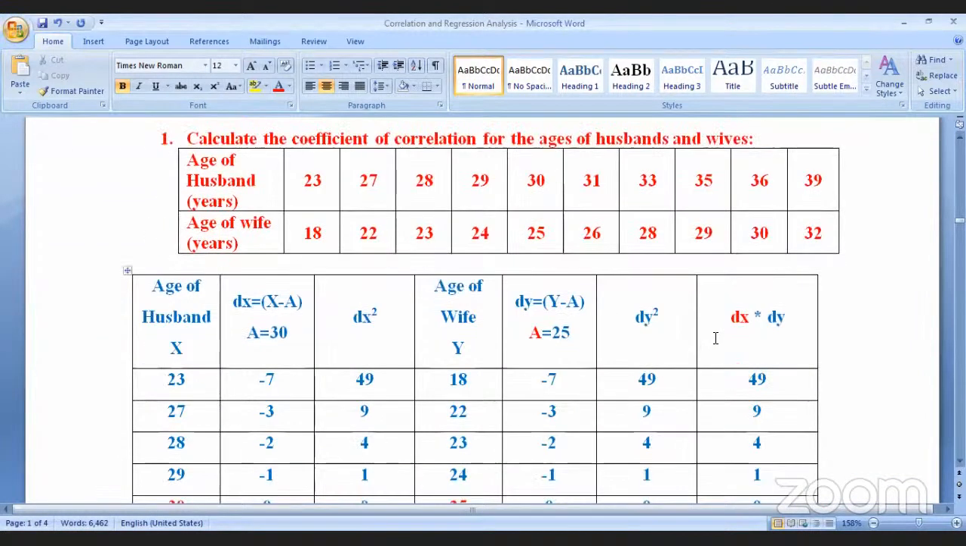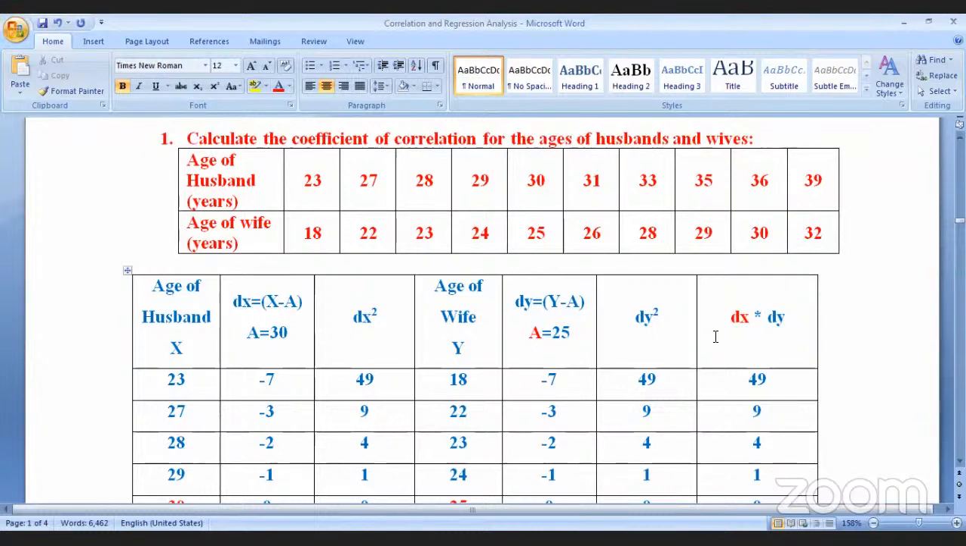So this is a problem. Calculate the coefficient of correlation for the ages of husband and wives. Age of husband in years: 23, 27, 28, 29, 30, 31, 33, 35, 36, then 39. Wife age in years: 18, 22, 23, 24, 25, 26, 28, 29, 30, 32.